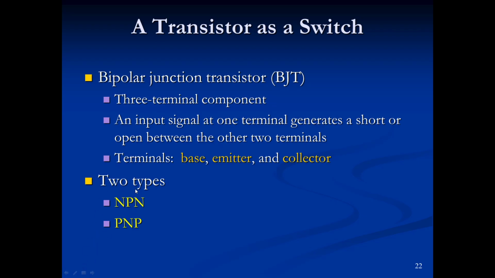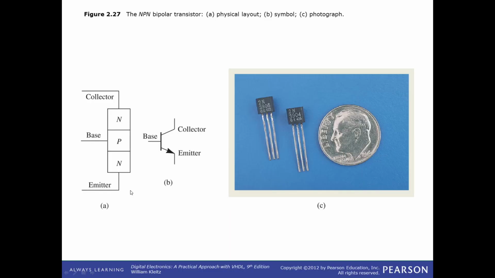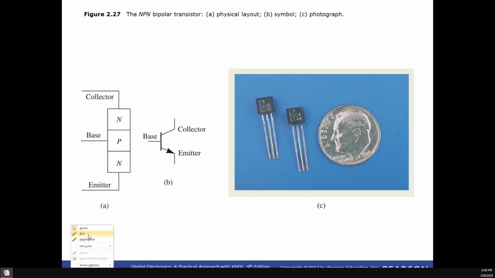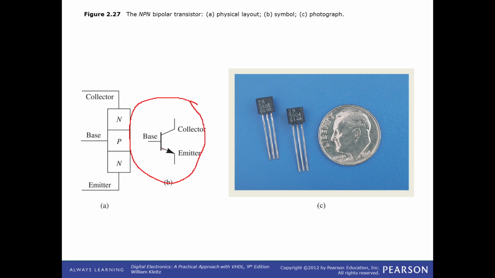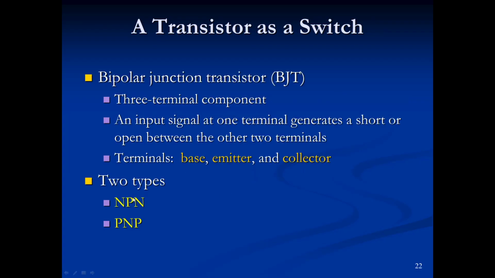So just to skip over a few slides from now, just to show you a diagram. There's our BJT on that middle diagram here. This is showing the base, the collector, and the emitter. And how this works is, as they worded it, an input signal at one terminal generates a short or open between the other 2 terminals.